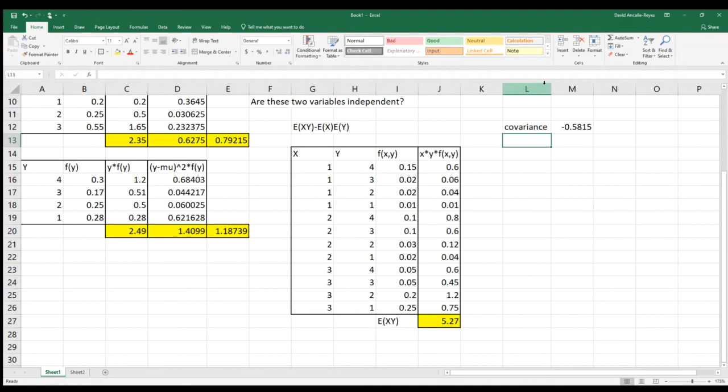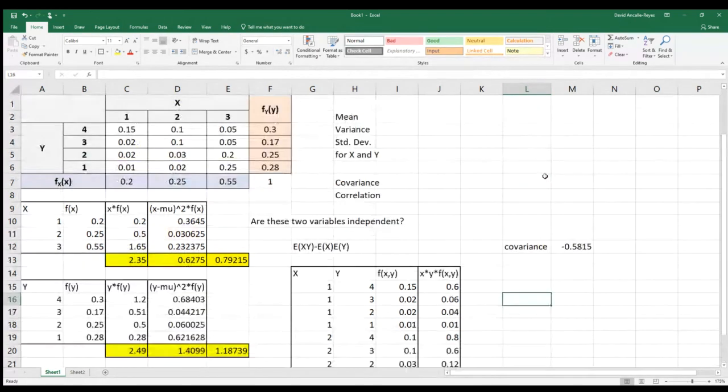Now what it tells me is that the covariance is negative 0.58. This means there's negative covariance, right? What this implies is that as one of these values increases, the other value decreases. Now the rate at which it increases and decreases, we don't really know until we know the correlation, which allows us to scale this from -1 to 1.